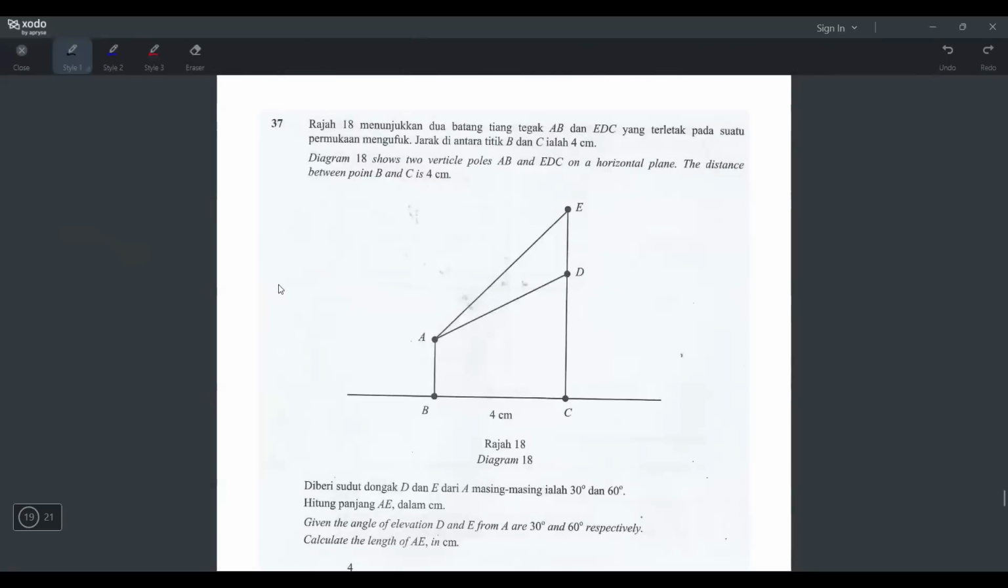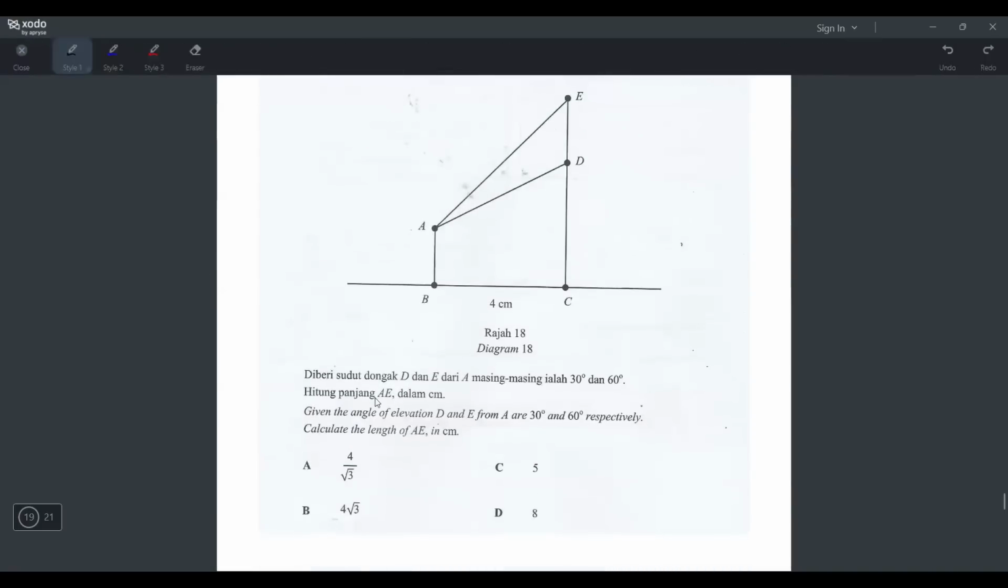Okay, 37. Let's read the question. Diagram 18 shows two vertical poles AB and EDC on a horizontal plane. So two vertical poles AB and EDC. Okay, betul. And then the distance between B and C is 4 cm. Okay, label. Oh, they already labeled for me. So nothing important.